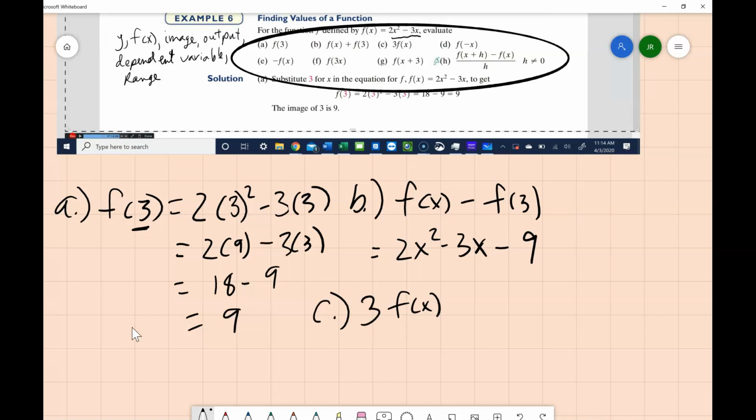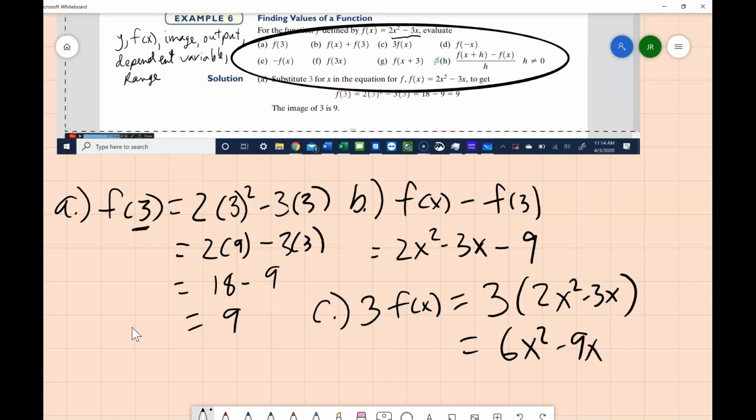Part C, 3 times f of x. It means I'm multiplying now. So notice the 3 is on the outside of the function. So I'm multiplying the whole function by 3. So I'm doing 3 times this function, 2x squared minus 3x. And so I'm going to distribute the 3. It gives me 6x squared minus 9x.